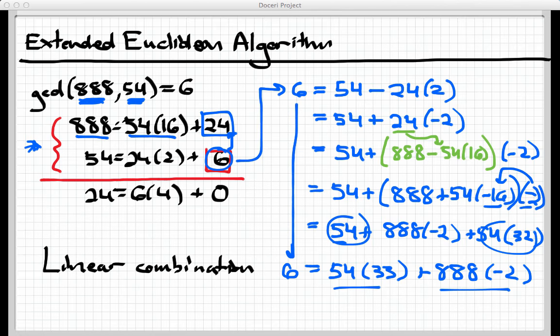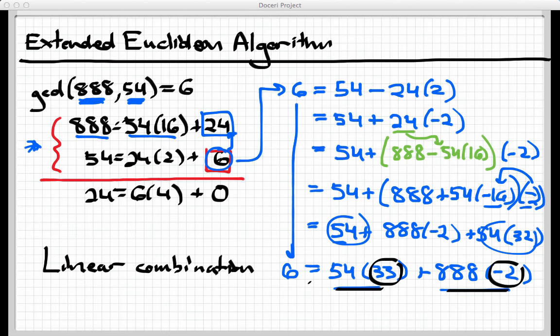What I've done here in forming a linear combination of these two numbers is I've taken 54 and 888 and multiplied them by integers and then added them. That's what a linear combination is. And what I see here is that the GCD of those two numbers is actually equal to a linear combination of the numbers that gave me the GCD in the first place.